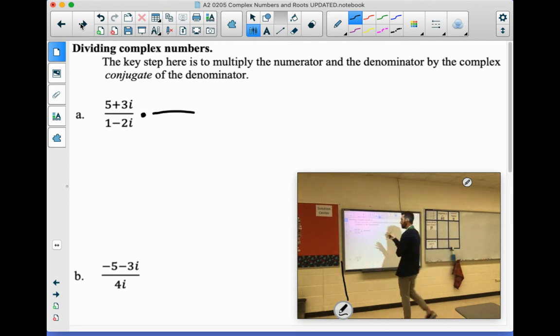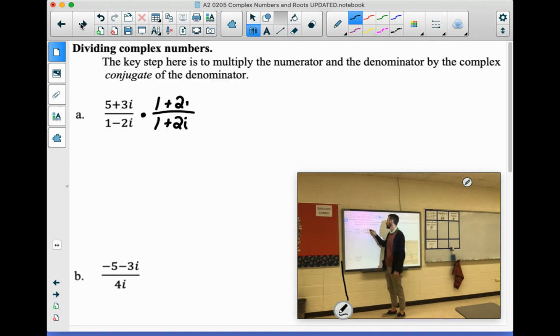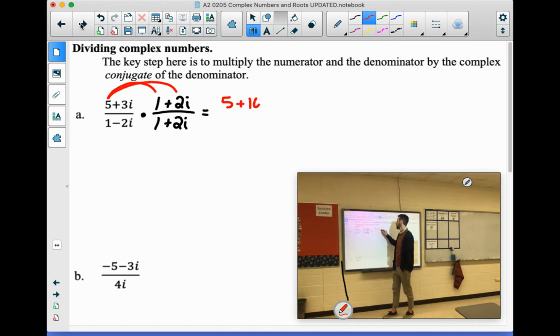We're going to use the complex conjugate. It says 1 minus 2i, so we're going to multiply by 1 plus 2i. But if you do that in the denominator, you have to do that in the numerator as well. 1 plus 2i. So we're going to have to FOIL up on top. 5 times 1 is 5. 5 times 2i is 10i.